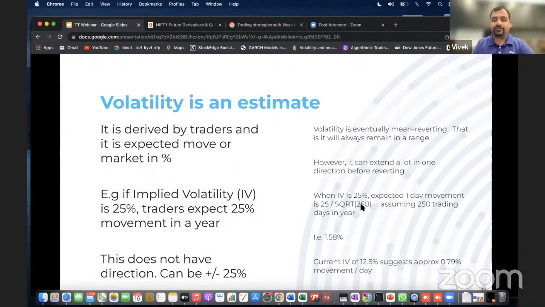So the square root of 250 comes to around 15.8. When you do 25 divided by 15.8, we get a value of around 1.58%. So basically if the vol is 25, the traders are expecting that a 1-day range of the market can be 1.58% up or down. So the 12.5% currently that we are seeing is suggesting around 0.79% movement in a day.